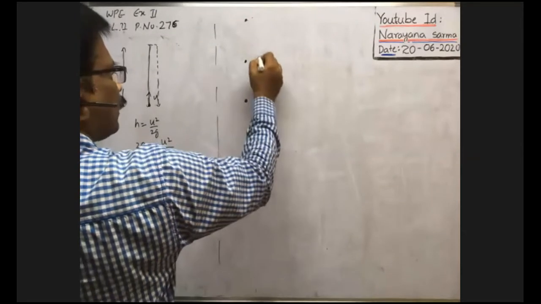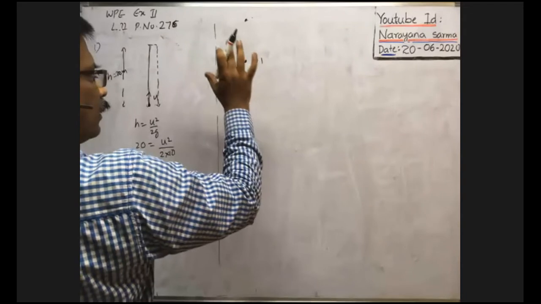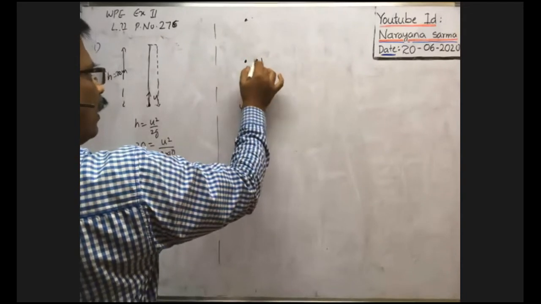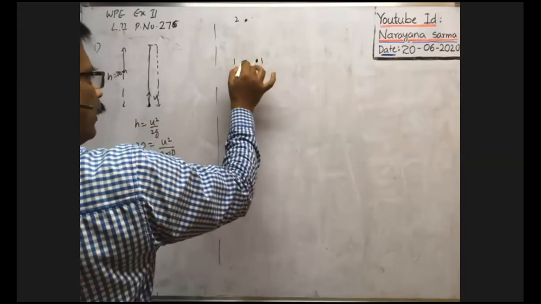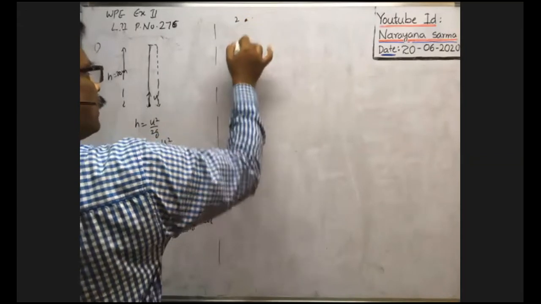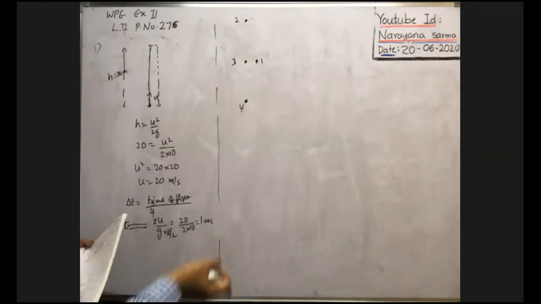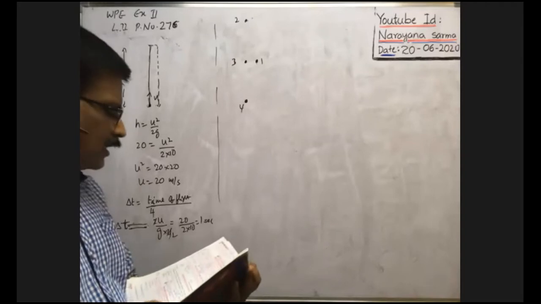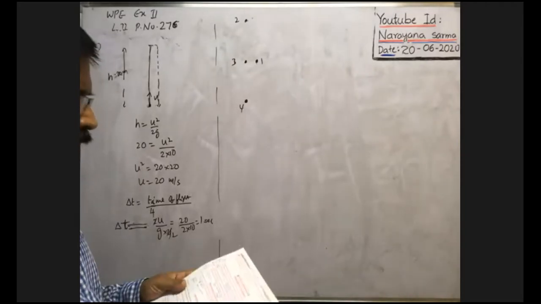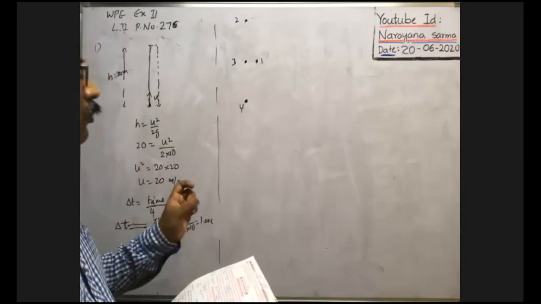That means after 3 seconds, the first ball is here. After 2 seconds, the second ball is here. After 1 second, the third ball is here. It is the first ball, second ball, third ball, and the fourth ball. Then the fourth ball is ready to be thrown. So here you see, a juggler keeps 4 balls in the air. He throws each ball vertically upward with the same speed at equal intervals of time.